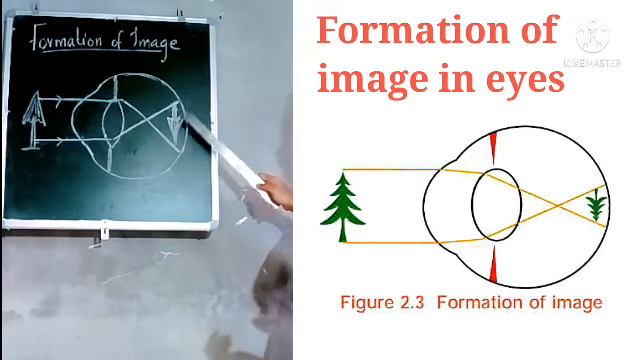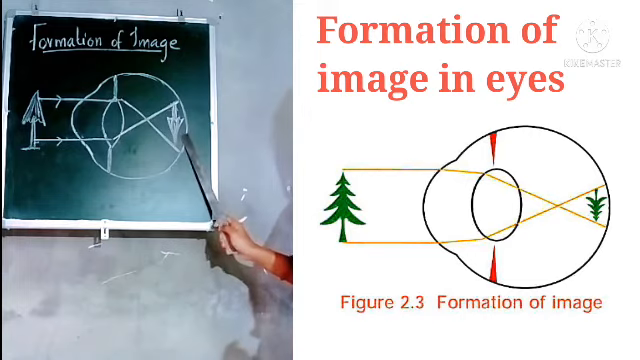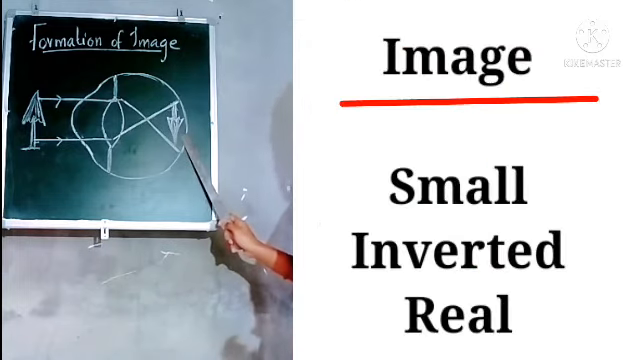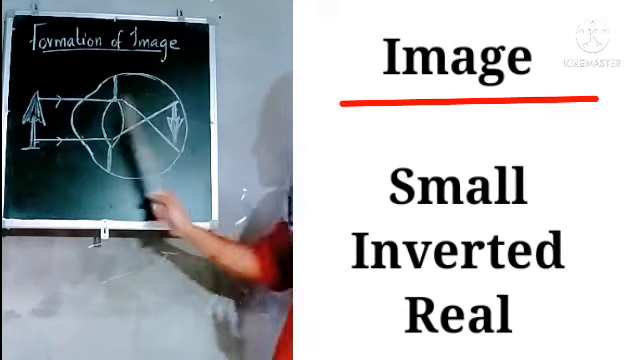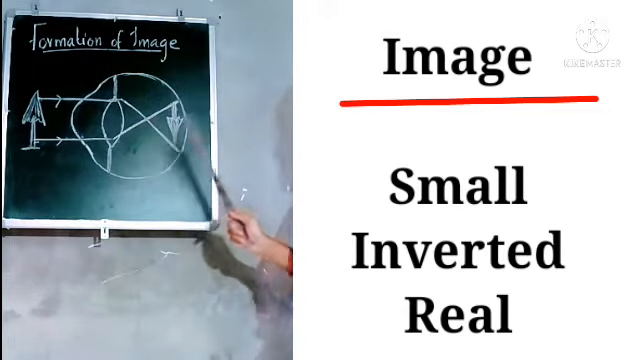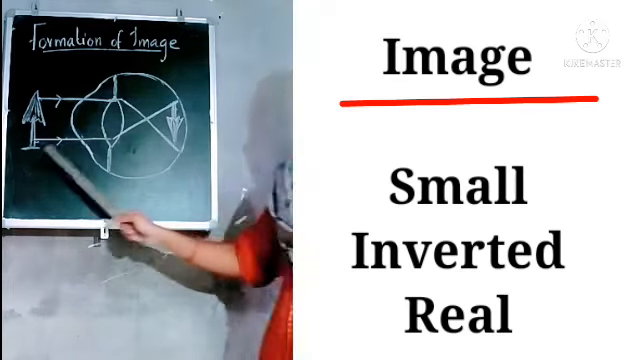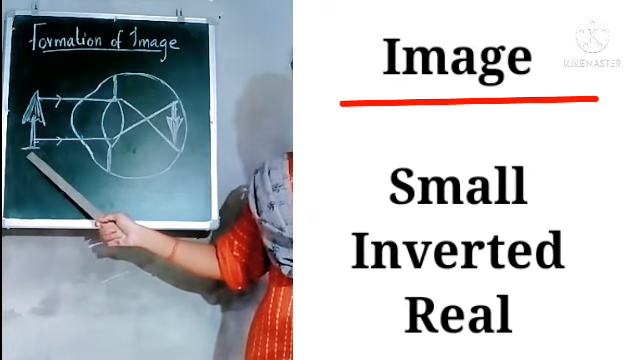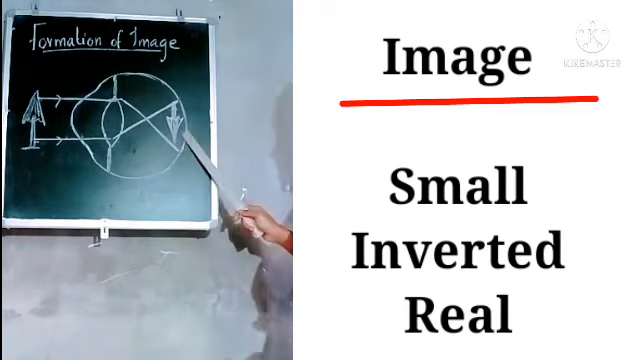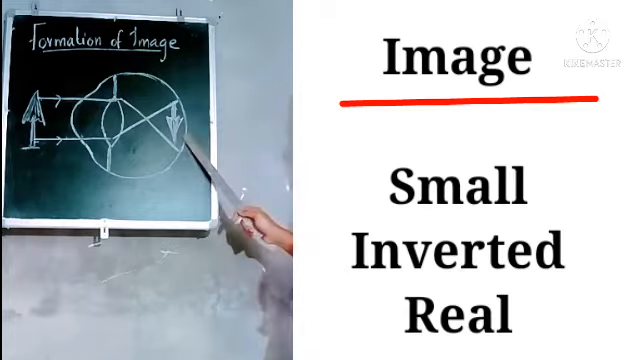Now look at the image and the object. Can you see any difference between object and image? Yes, you can see the size of the image is smaller compared with the size of the object. And what is the other difference? Here you can see the image formed is in inverted position. The object is in upright position but the image formed is in inverted position. And also we can see a real image is formed here.